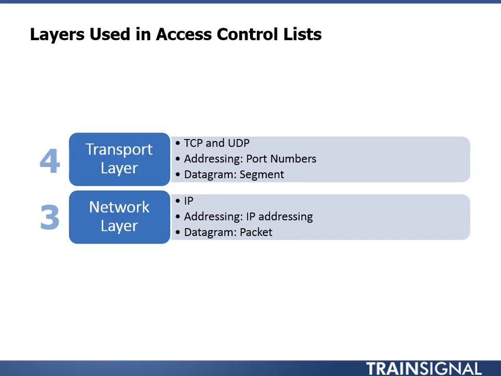When we do this with an access control list, we're really focusing on only two layers of the OSI model, the transport layer and the network layer. At the transport layer, we can write an access control list that can filter based on TCP or UDP protocols, and also based on the port number, either the source port number or the destination port number. At the network layer, we use IP addressing, and we can filter with the IP protocol and a source and destination IP address.